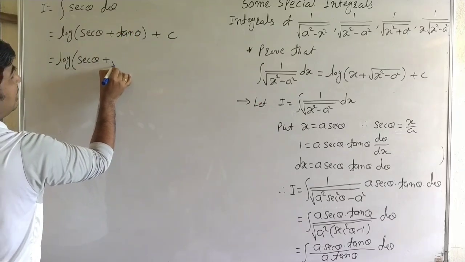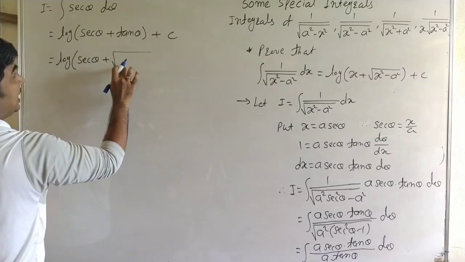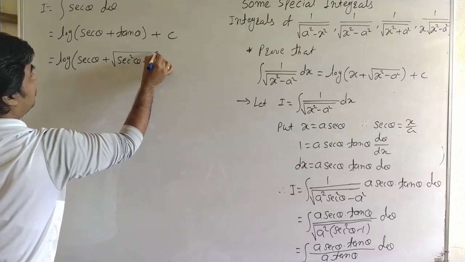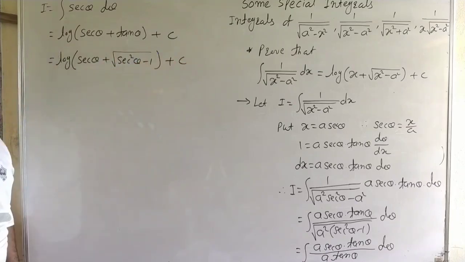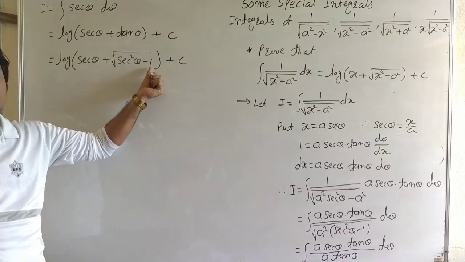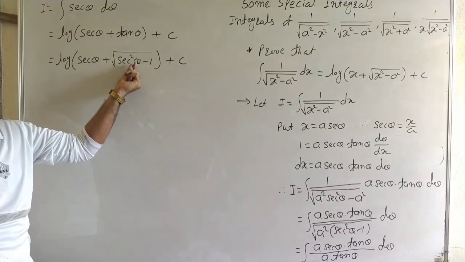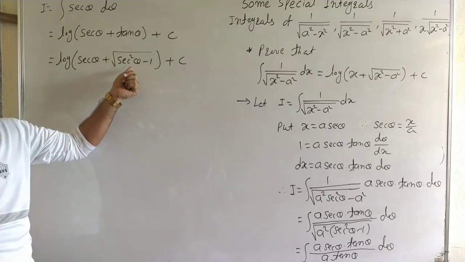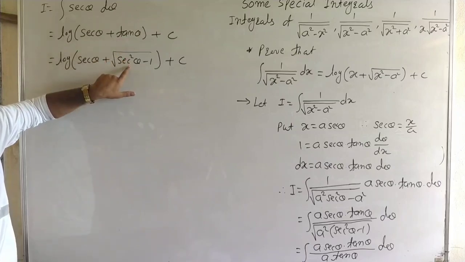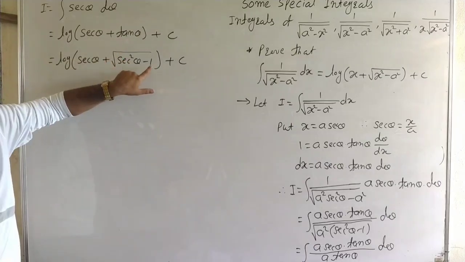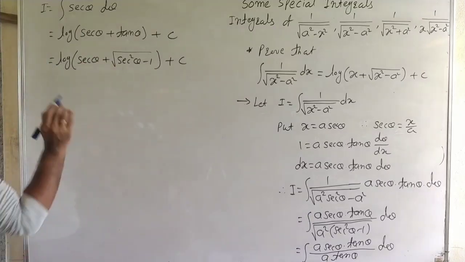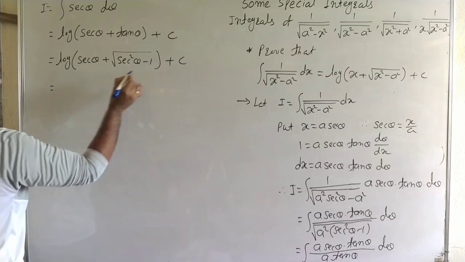Tan theta, we can write it as under root of tan square theta, and tan square theta is sec square theta minus 1, plus c. See carefully: tan theta is under root of sec square theta minus 1, because sec square theta minus 1 is tan square theta, and under root of tan square theta is tan theta. So we can write tan theta in terms of sec theta as under root of sec square theta minus 1. And now we know the value of sec theta, it is x upon a. Put the value of sec theta here, plus c.